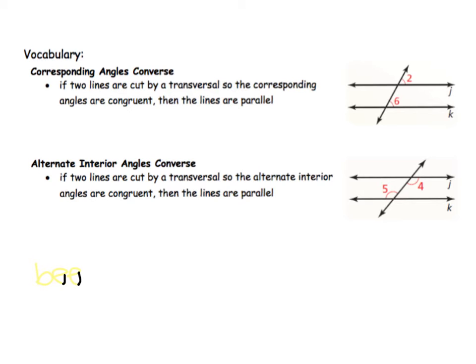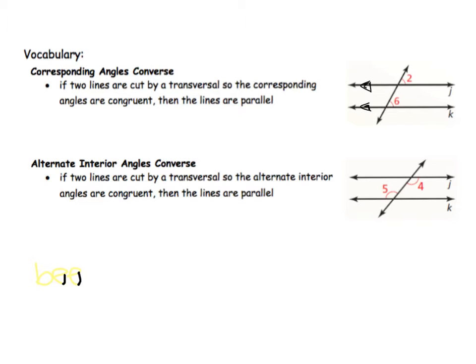All right, so here are a few theorems, essentially, that we can use. First one is corresponding angles converse. So if two lines are cut by a transversal, and the corresponding angles are congruent, then that would mean that these two lines, J and K, would be considered parallel.